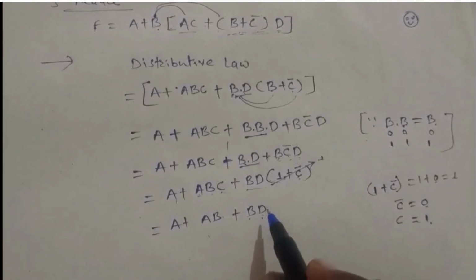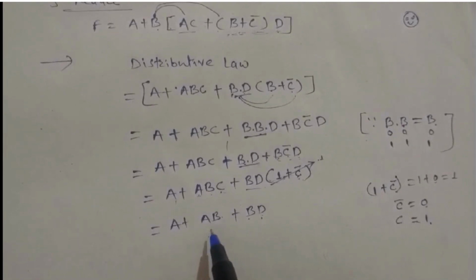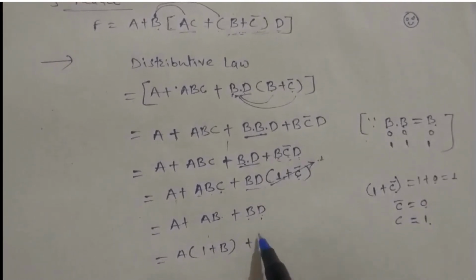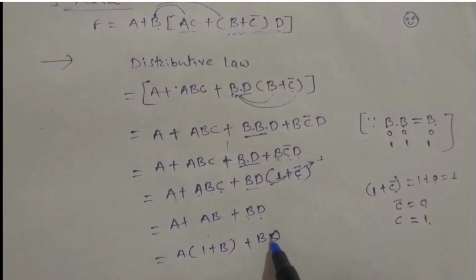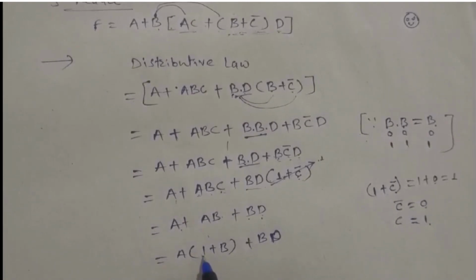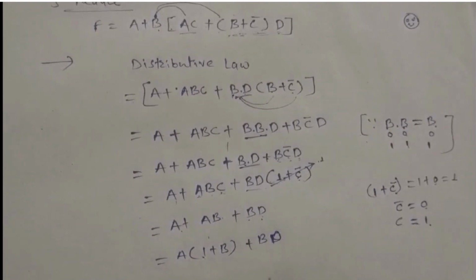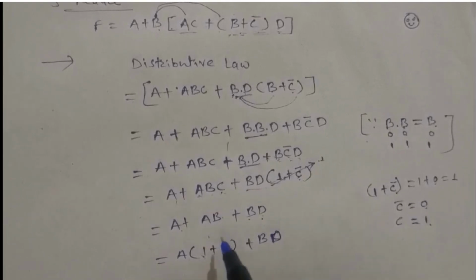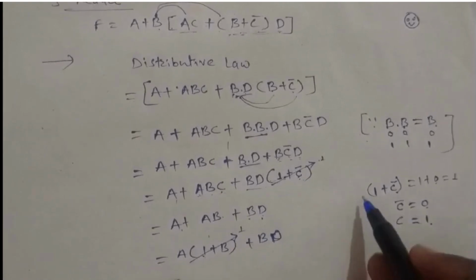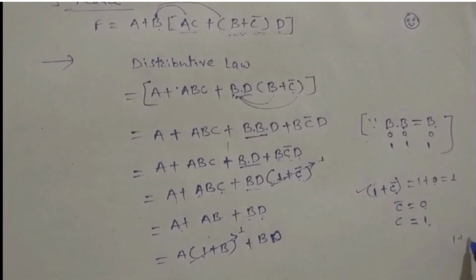Now the next stage, we will take A common from these two. What happens? A common, and 1 plus B will be remaining. The next step will be 1 plus B also becomes 1. Similarly, 1 plus any term becomes unity.